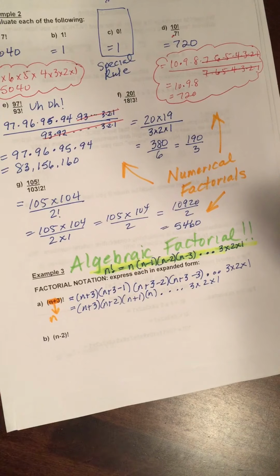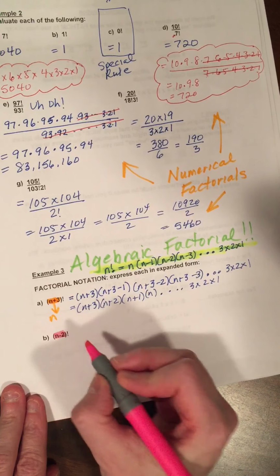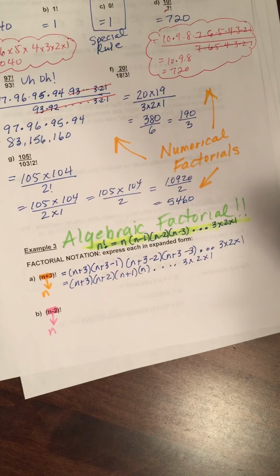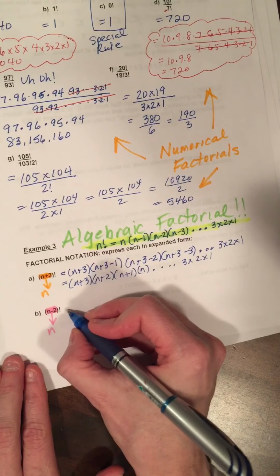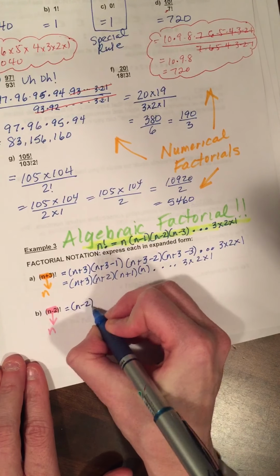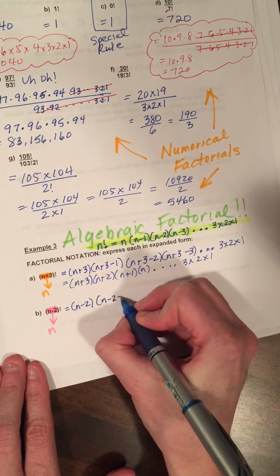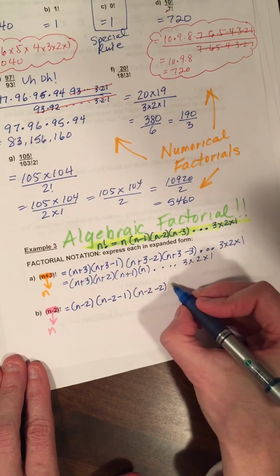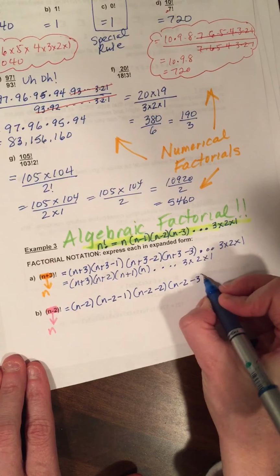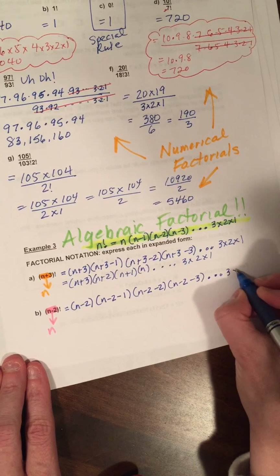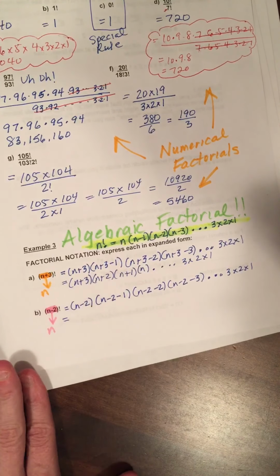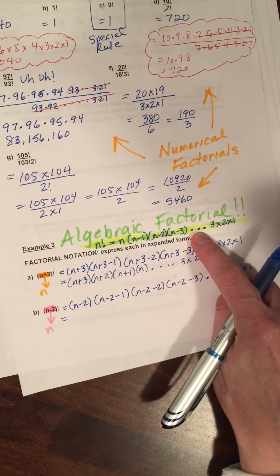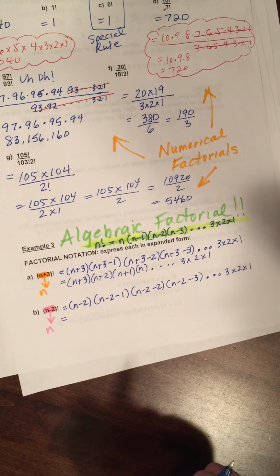In the next example, 3b, your n value is n minus 2. It's the whole binomial n minus 2. So let me talk you through it. N, minus 1, n minus 2, n minus 3, dot, dot, dot, 3 times 2 times 1. So same factorial rule that I was using all along, I'm using in my algebraic examples.